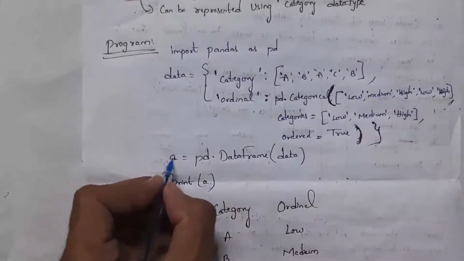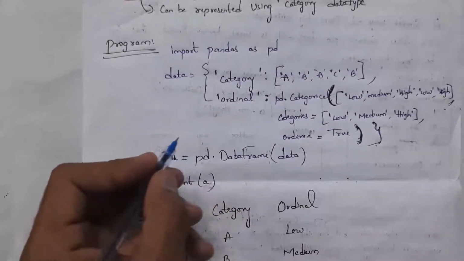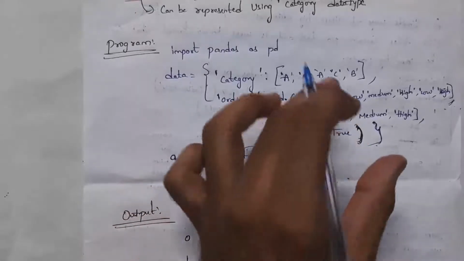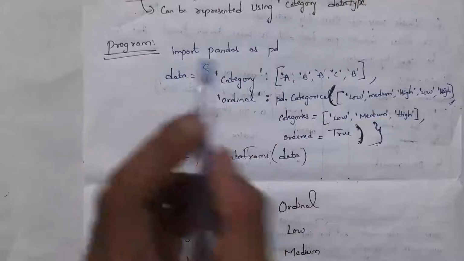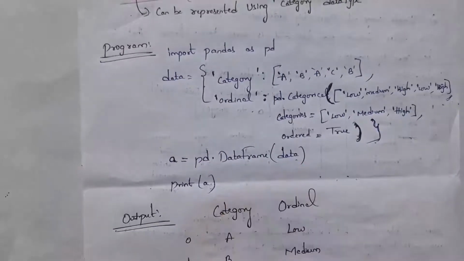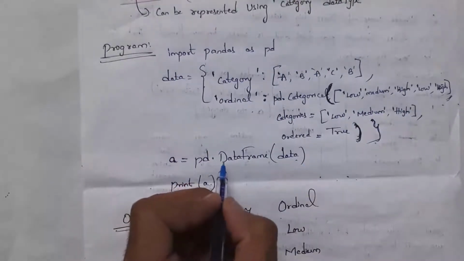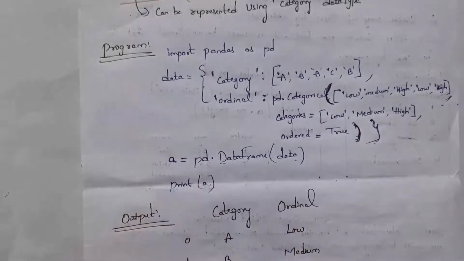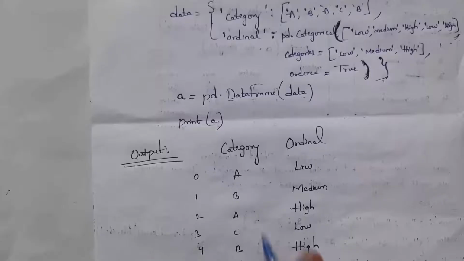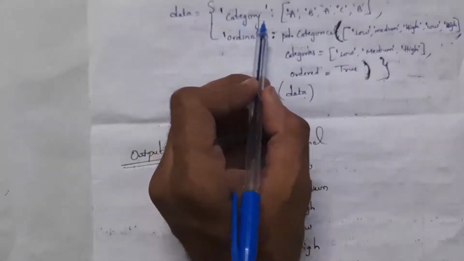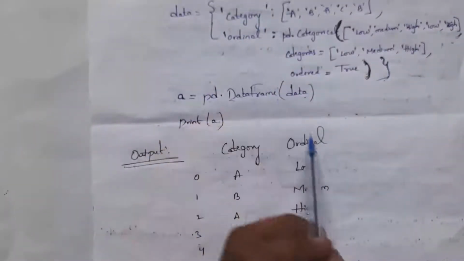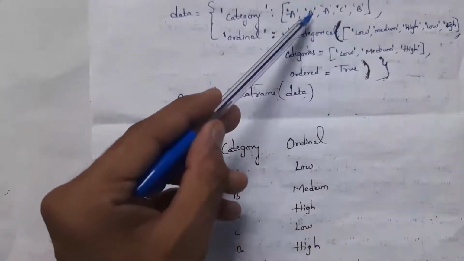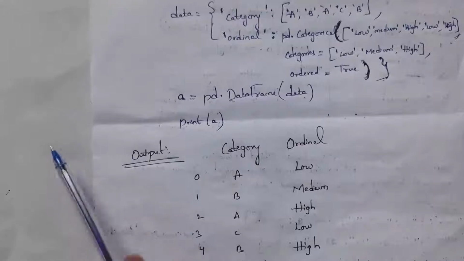Next write here a equal to my library name, that is pd.DataFrame. Inside DataFrame I am passing this dictionary. My dictionary is present in variable data, so write here data. Guys, just remember that for DataFrame, D is capital and F is capital letter. And whenever you write print a, this is my output. The first column is the category column, and the next column is the ordinal column. Index number 0 contains A low, index number 1 contains B medium. So this is my output.